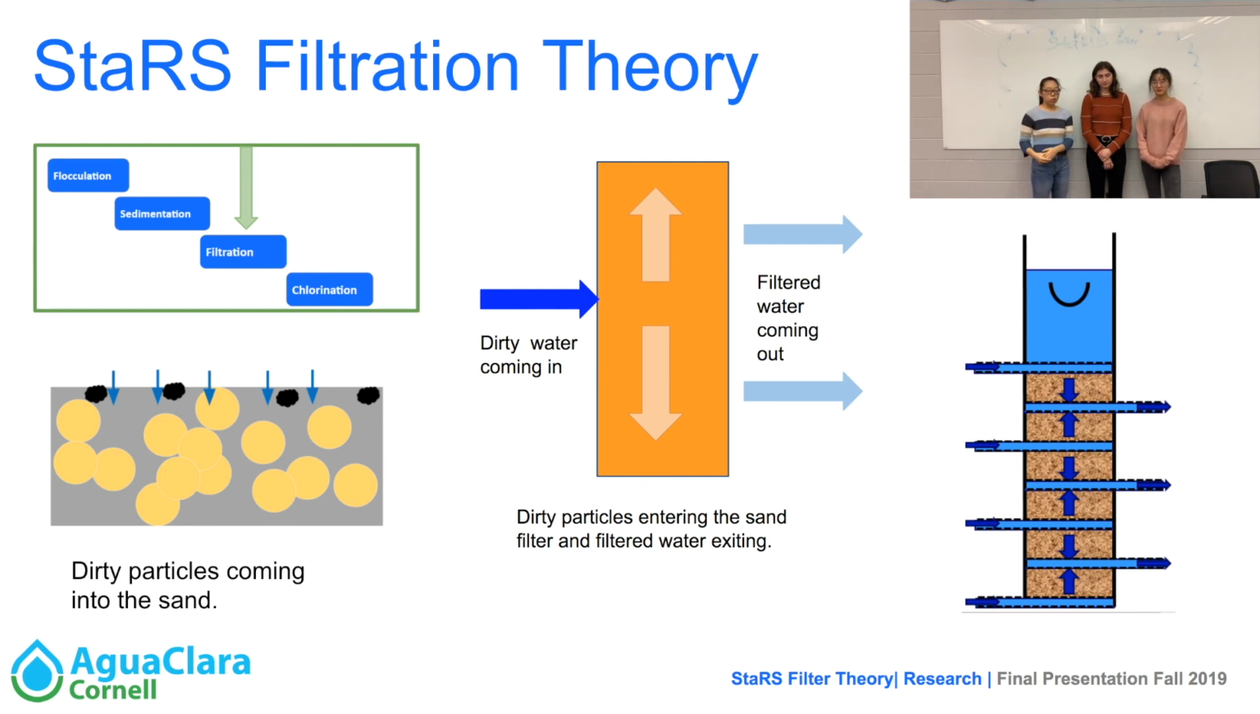The idea with stacked rapid sand filters, which is what StaRS stands for, is that there are multiple inlets and multiple outlets creating multiple filters in one column, and that essentially saves space, which then makes the filter more efficient.